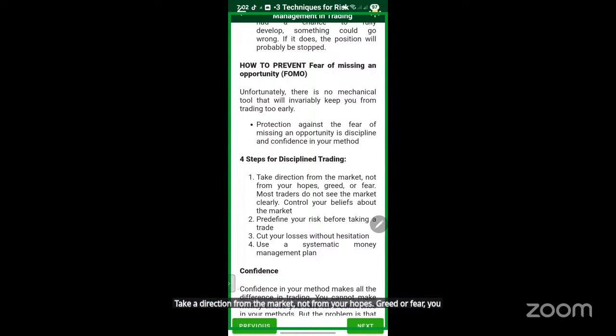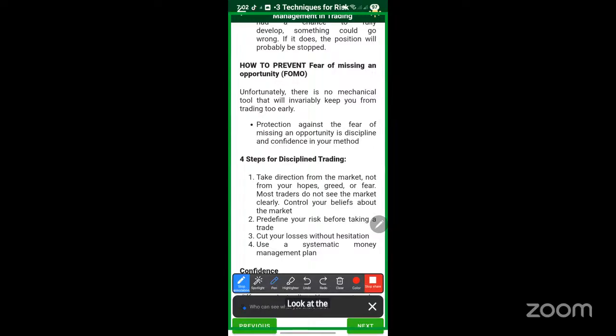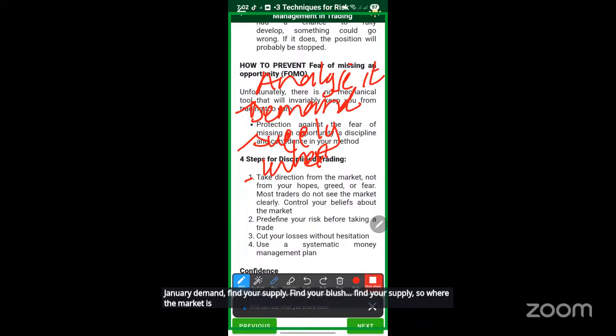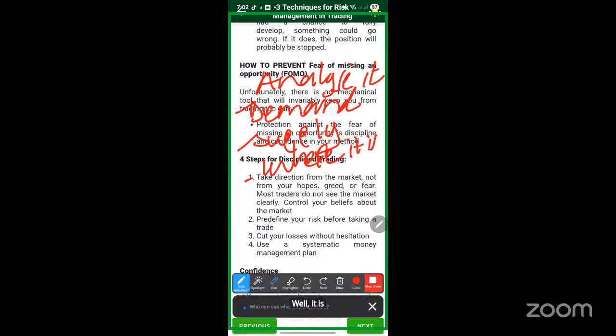You understand? Look at the market, analyze it, find your demand, find your supply. Look at where the market is at that very time, or where the market is going. Is it going up or is it going down?